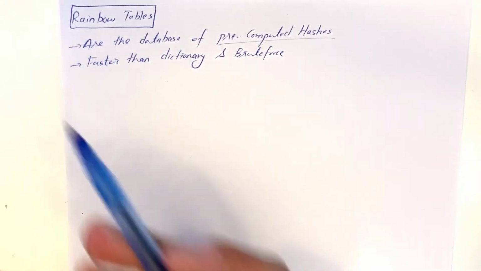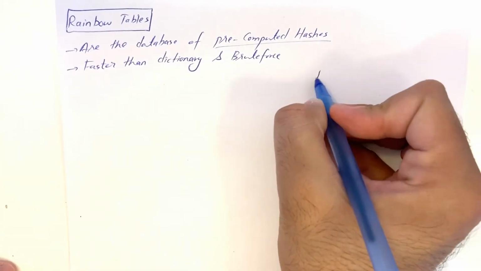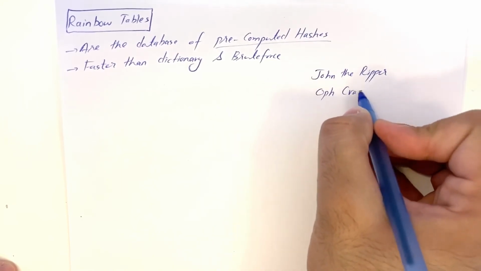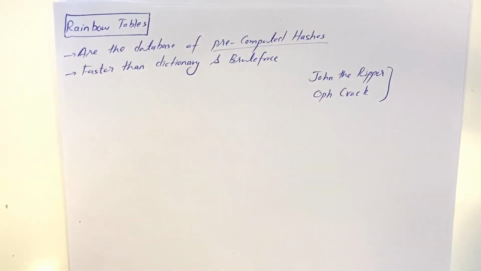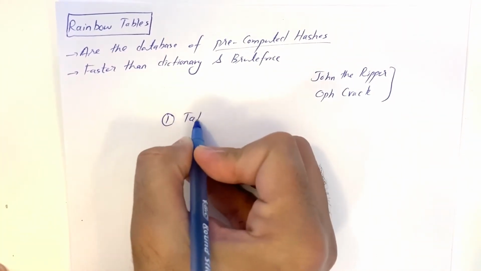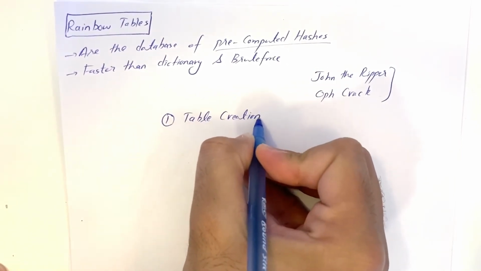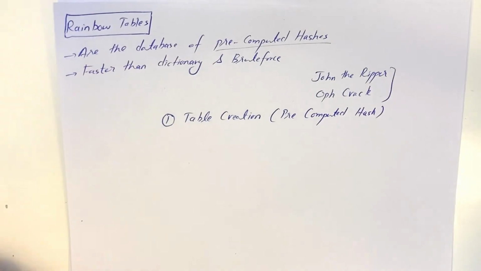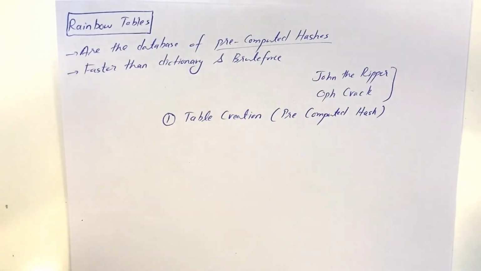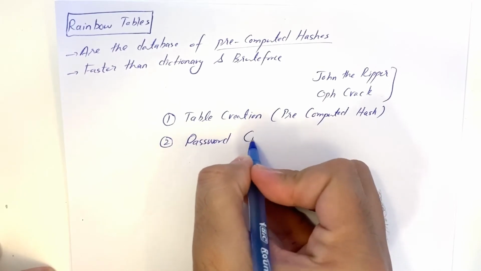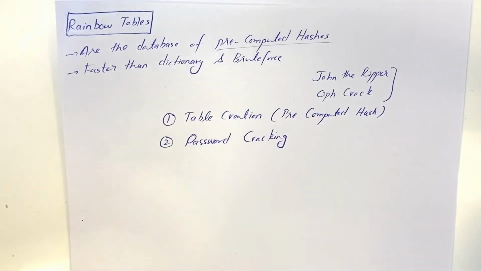You can download rainbow tables independently, or they come with John the Ripper and Ophcrack. In Ophcrack, there's an option for rainbow tables. If you select rainbow table, they have already pre-computed hashes, and you can guess the password using the rainbow table. In rainbow tables, there are mainly two steps. The first step is table creation, which, as I mentioned, means pre-computed hashes. If you already have those tables, that's perfect. If you don't have the table, you have to create it. After creating the table, then comes password guessing, or you can call it password cracking.